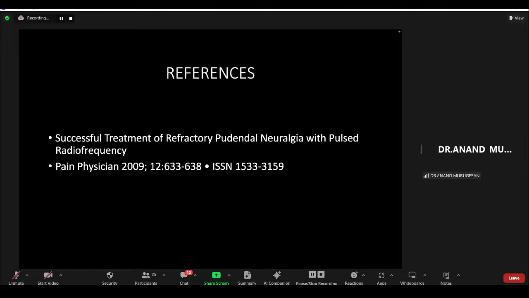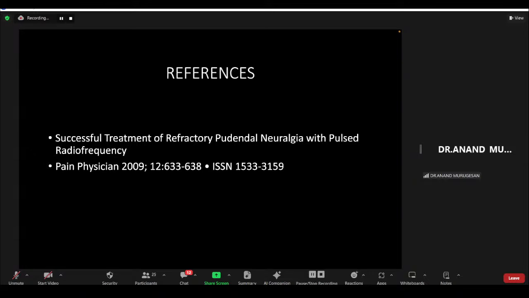As we know, the pudendal nerve is a mixed nerve, sensory and motor. In the motor part, it has a major supply to the external anal sphincter and external urethral sphincter. So lesioning or ablation of this mixed nerve can cause weakness of the sphincter and then incontinence of urine and defecation.